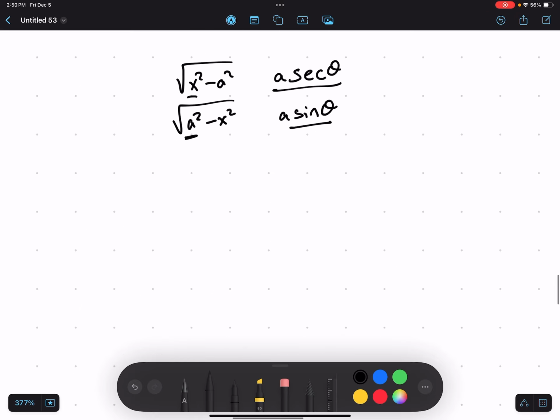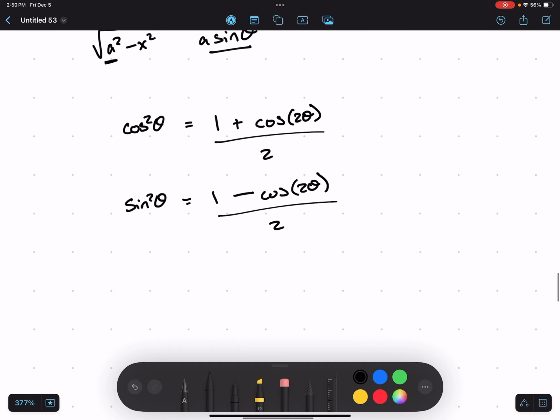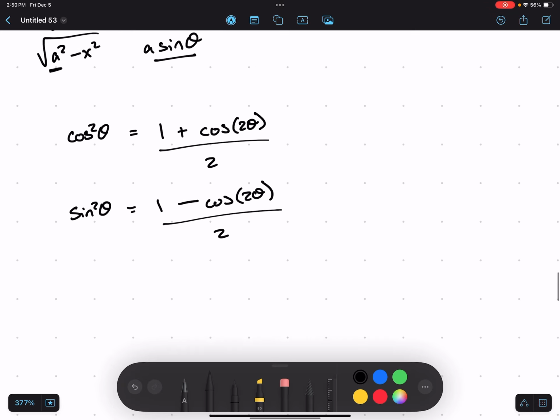Another big thing, and this is less to do with trigonometric substitution and more just with trig integrals in general, is remembering your other trig properties, like cosine squared theta equals 1 plus cosine 2 theta all over 2, or sine squared theta equals 1 minus cosine 2 theta over 2. Those two are massively important when you're completing any integral with trigonometric properties in it. If you know these two, it will get you out of a bind almost all of the time.